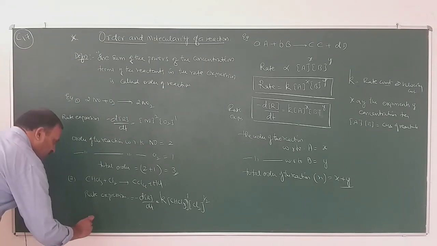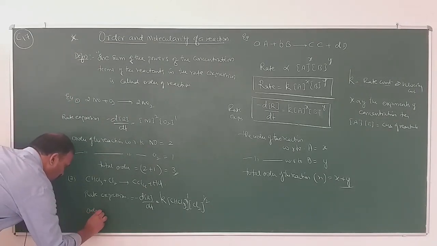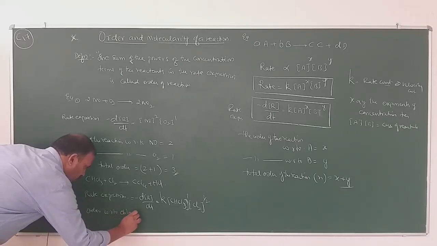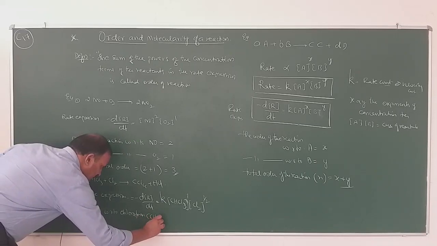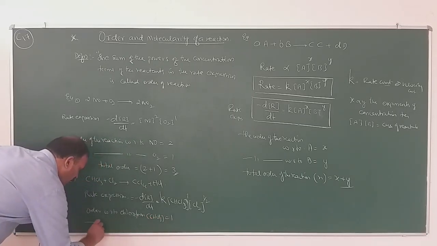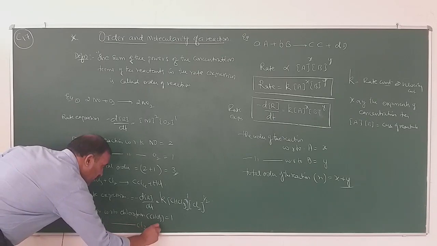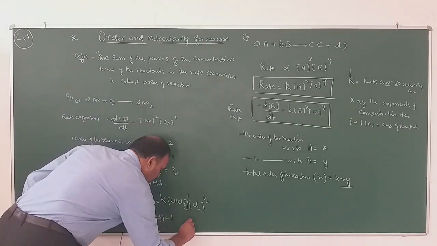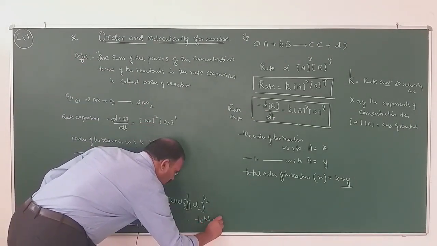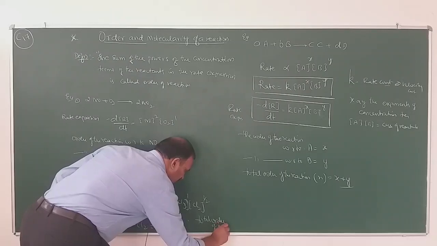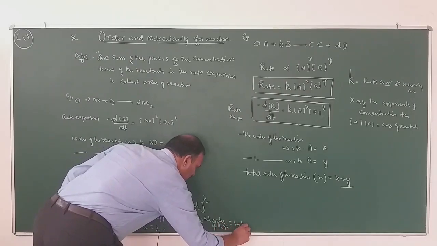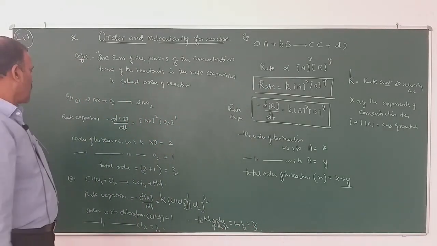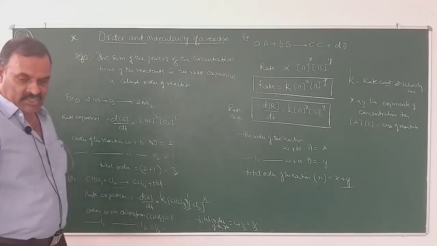So what is the order with respect to chloroform? Order with respect to chloroform, that is CHCl3, is equal to 1, order with respect to chlorine is equal to half. What is the total order? Therefore, total order of the reaction is equal to 1 plus half, that is equal to 3 by 2. So this is how we can calculate order of the reaction.